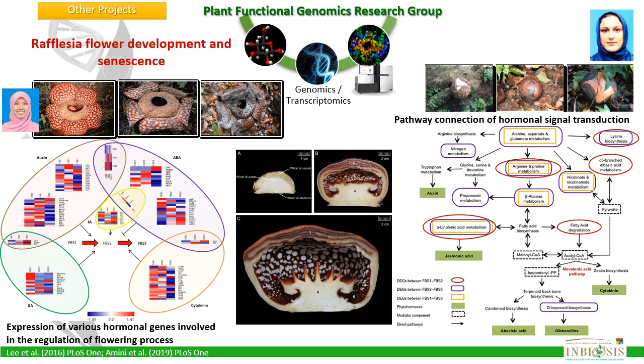And I also studied the largest flower in the world, Rafflesia. This is in collaboration with Prof. Kilian, and we look at the bud development and also the flower senescence, looking at the expression of various hormonal genes involved in the regulation of flowering processes. This is a cross section of the bud. Basically there's only one flower for the whole Rafflesia without any stem structure, and we can reconstruct the pathway connection and hormonal signal transduction.